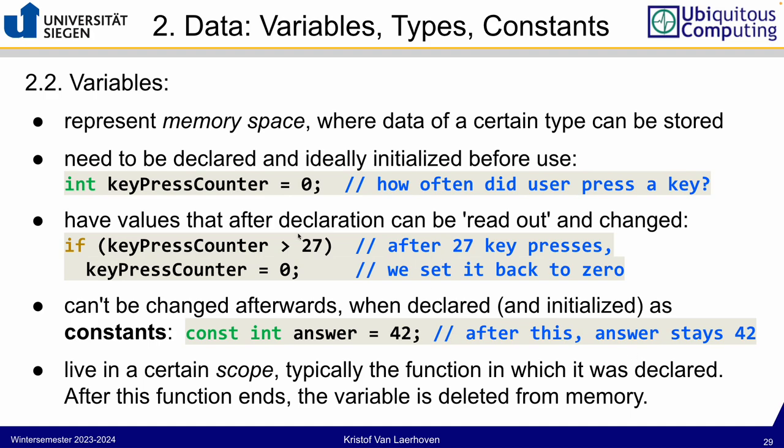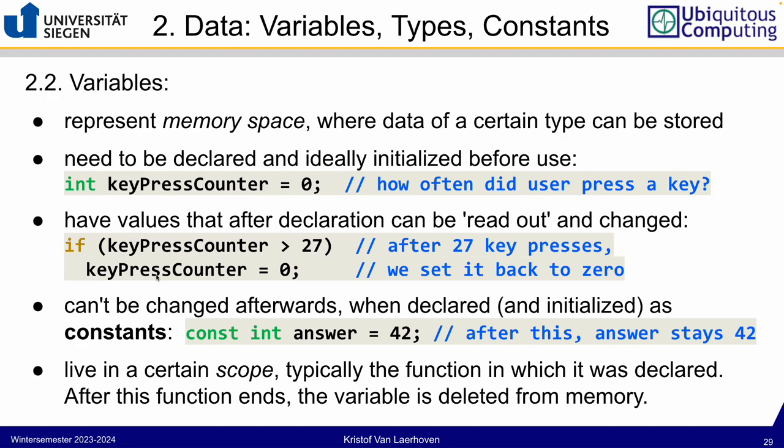So for instance, we can declare a variable in this case, and we do this by saying first what type of variable this is. That's what is in green here. It stands for int, which is standing for integer, like a whole number. And we call it then a particular name, key press counter, for instance. And then when we create this variable, it's typically a good idea to already initialize this as well. We can say that the value initially is zero. And then we can comment to make sure that people know why this variable is there.